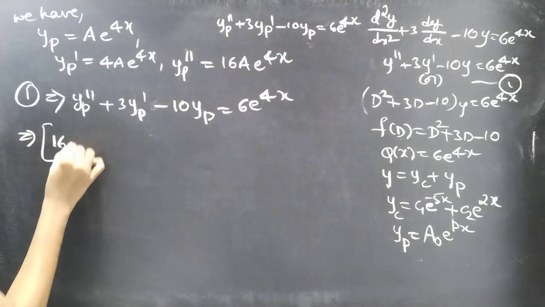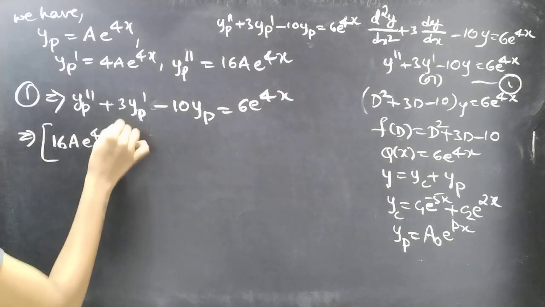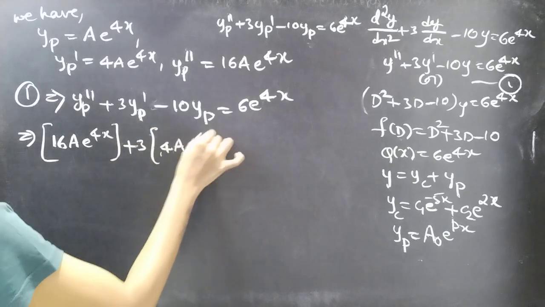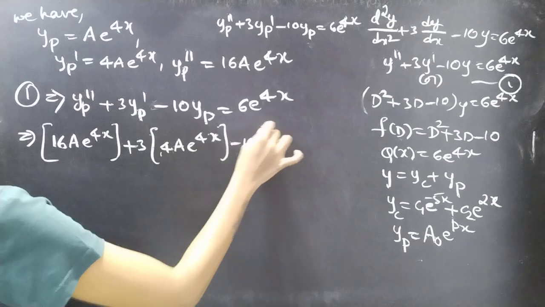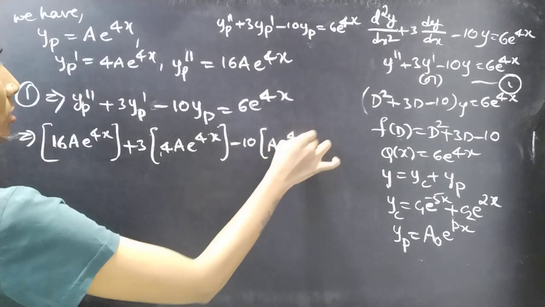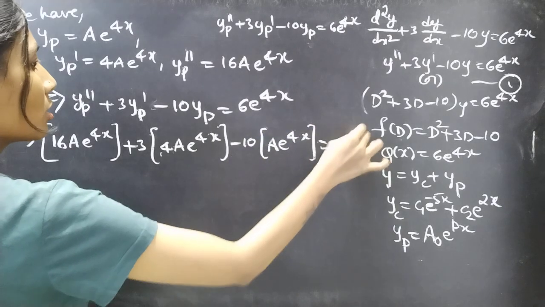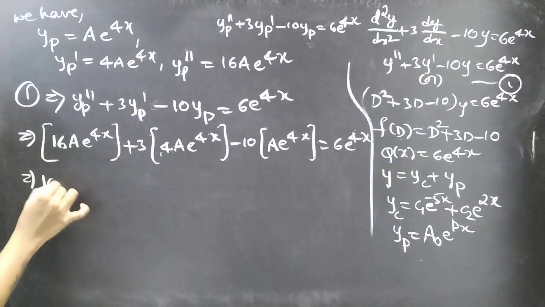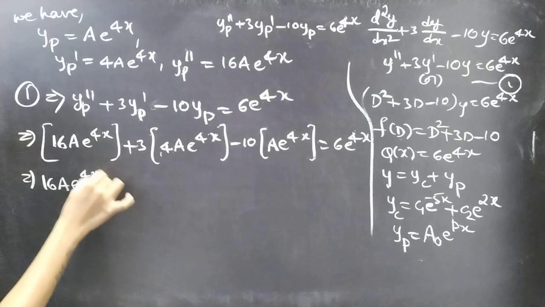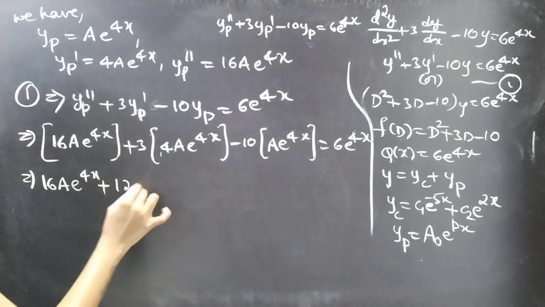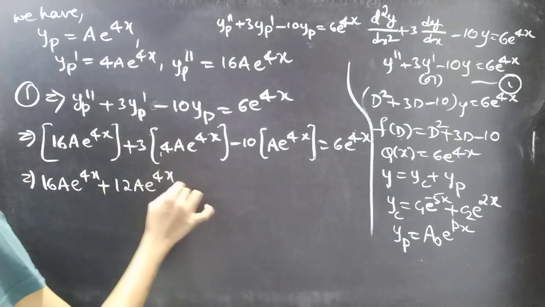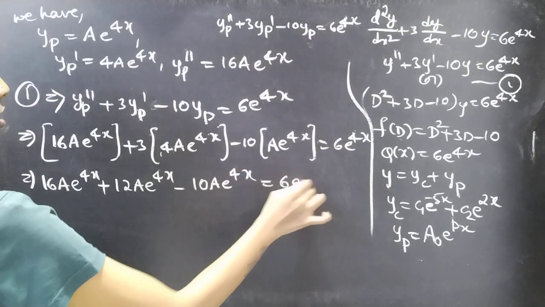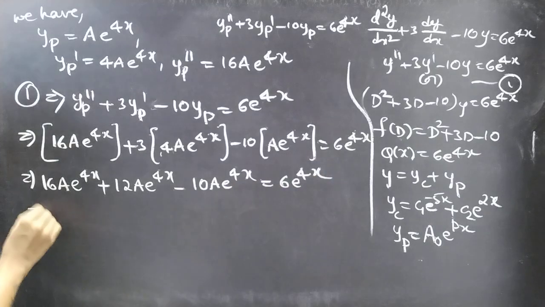Now substitute the values of yp double dash, yp dash and yp here. You'll get 16a e power 4x plus 3 times yp dash, 4a e power 4x, minus 10 times yp, a e power 4x, equal to 6 e power 4x, which gives us 16a e power 4x plus 3 4s are 12a e power 4x minus 10a e power 4x equal to 6 e power 4x. Now simplify it.